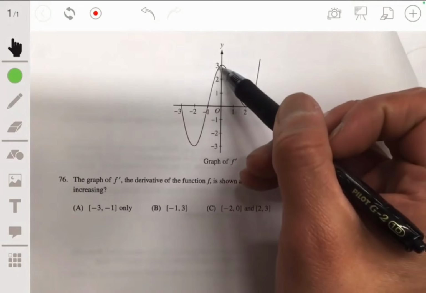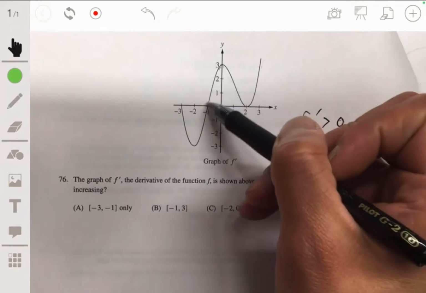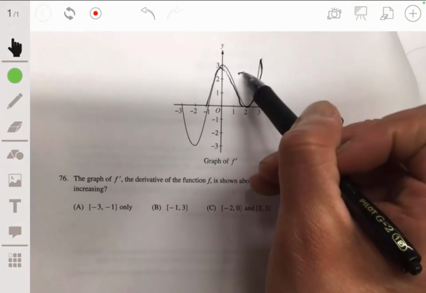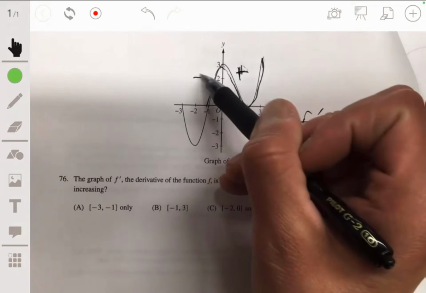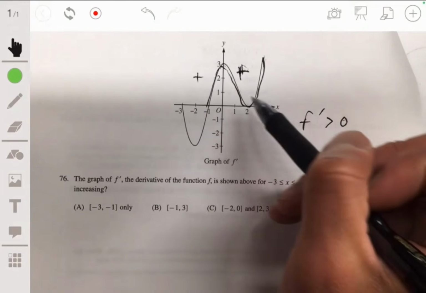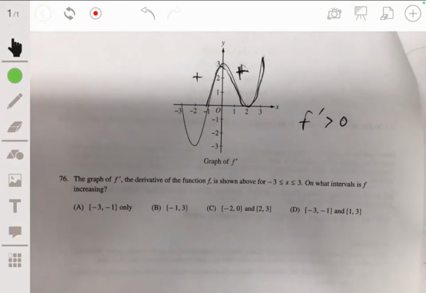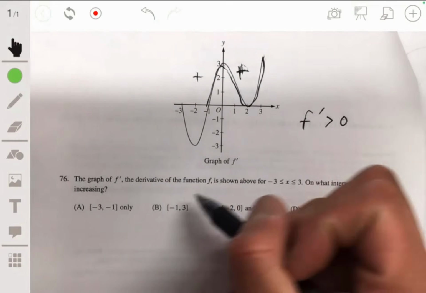Doesn't matter if it goes up and down above the x-axis, like all along this region, it's positive. So then we can say from -1 up to 3, it's going to be increasing. So then the answer will be B.